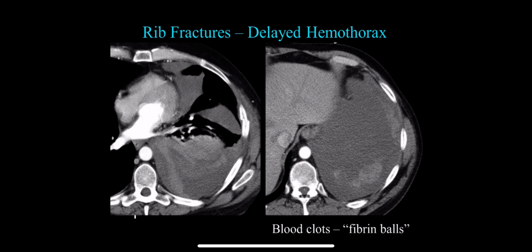This patient sustained multiple rib fractures, and this is a delayed presentation of hemothorax, and we see these focal areas of high attenuation, so-called fibrin balls from clotting blood within the pleural space in this hemothorax.